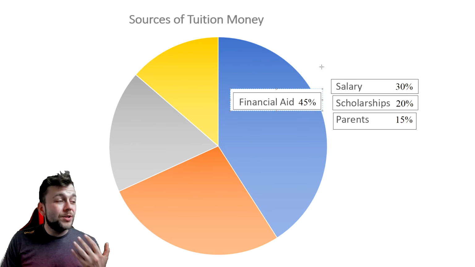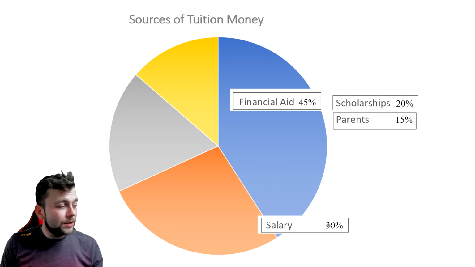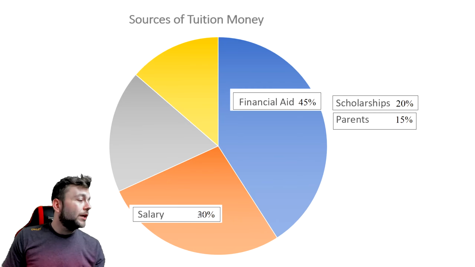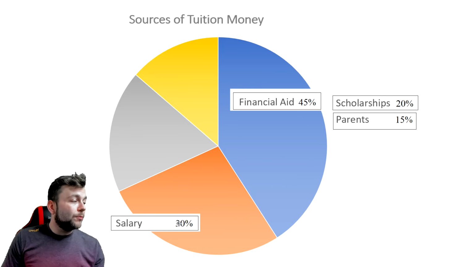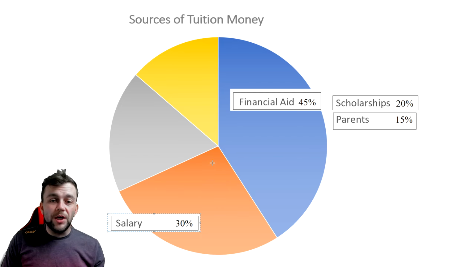Our next one is salary, which is 30%. So where should we put the 30%? Well, let's see. I think it should be right here. Salary of 30%. This bronze-looking group is bigger than the silver and the gold group.